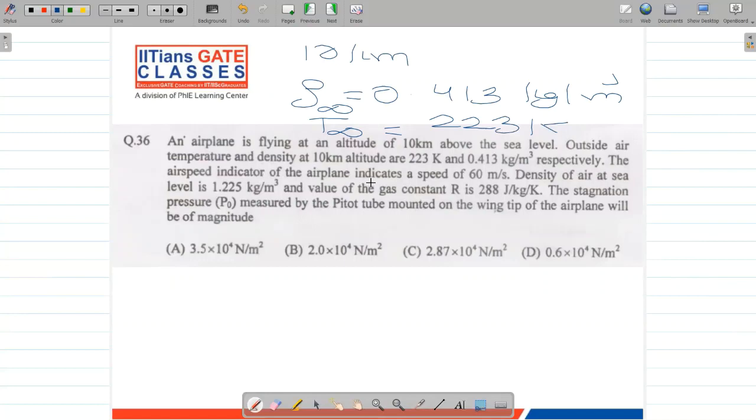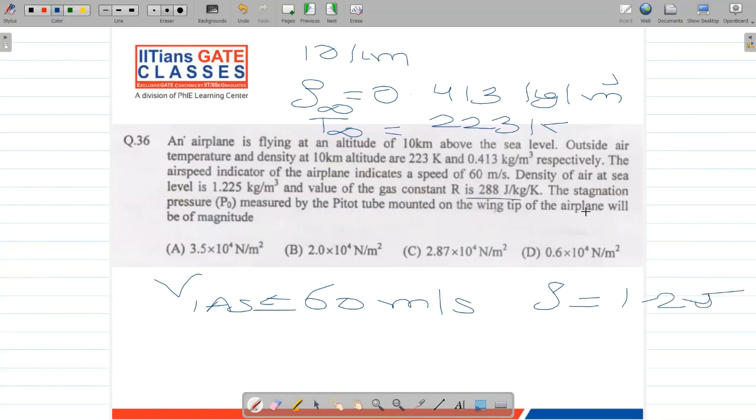The airspeed indicator of the airplane indicates a speed of 60 meters. The indicated airspeed, that is VIAS, or the equivalent airspeed, whatever is being calculated by the indicator on the aircraft, gives you a speed of 60 meters per second. And the density of air at sea level is 1.225, right? And the gas constant is 288. The stagnation pressure measured by the pitot tube mounted on the wing tip is. So they are asking us what is the stagnation pressure.